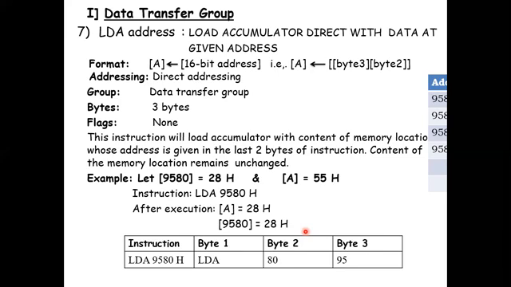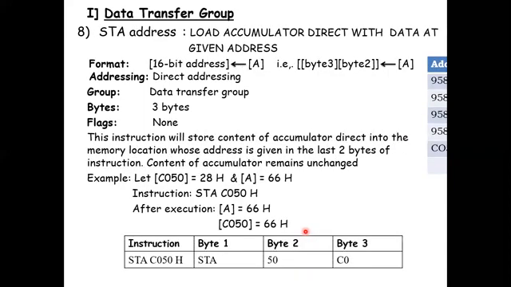the content of 9580, that is 28, will be loaded into the accumulator. This is the concept of LDA for getting the input. Most of the inputs are given through the memory, so we need to access the memory and get it into the accumulator. Next, STA, store accumulator content.